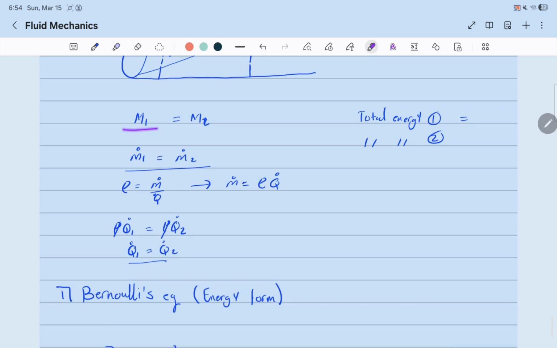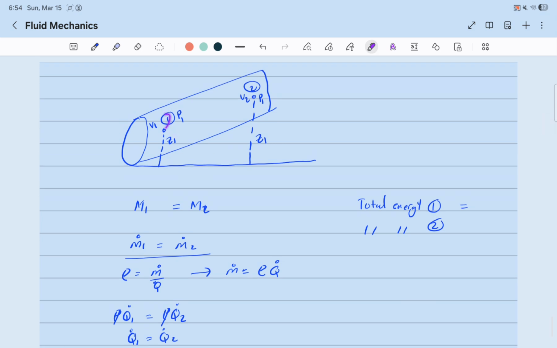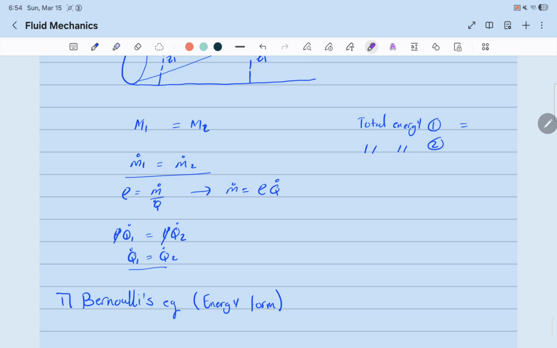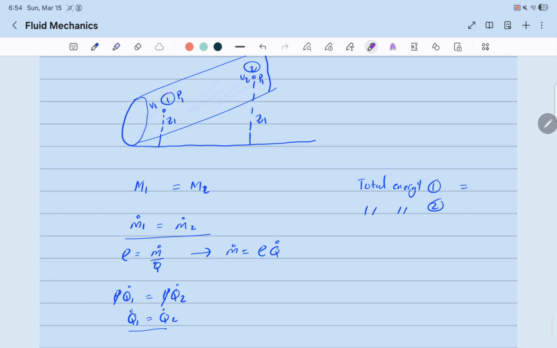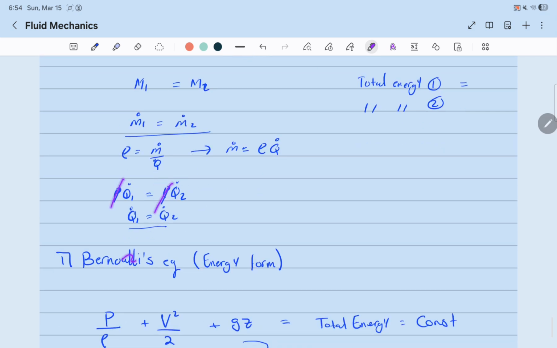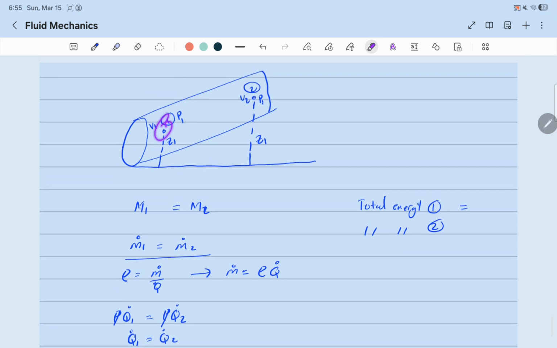And the reason behind that is the equation of continuity, the conservation of mass, which basically says that mass at point 1 is equal to mass at point 2. Therefore, the mass flow rate at point 1 will equal the mass flow rate at point 2. And since we're working with incompressible fluids in this course, the density stays the same. It does not change throughout. Therefore, we can cancel the densities, and the volumetric flow rate is also the same from point 1 to point 2.